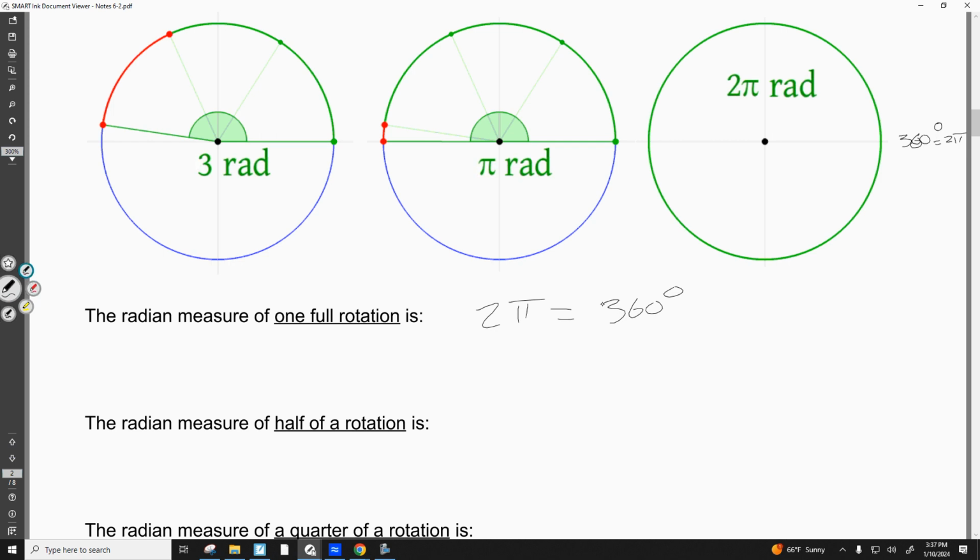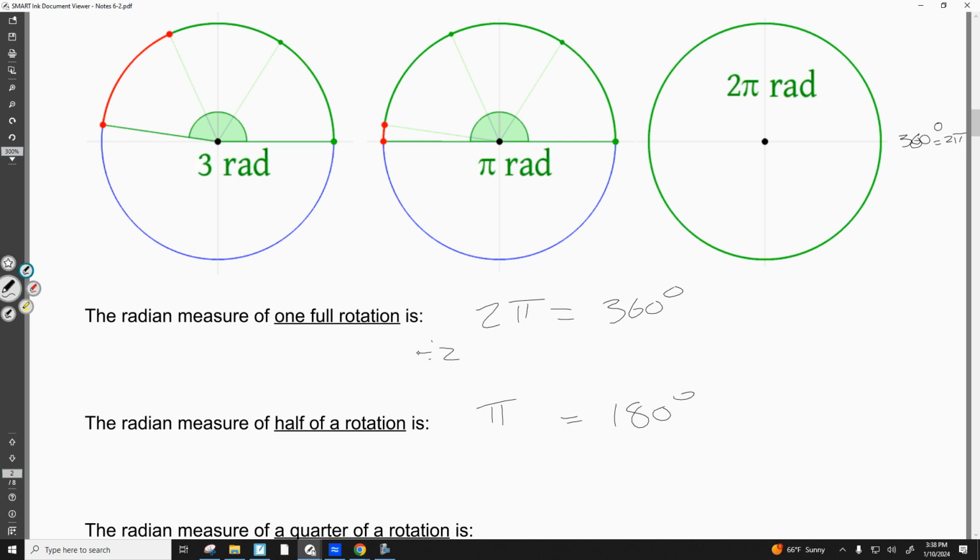What if I go halfway around my circle? What is half of the circumference of a unit circle? Tell your neighbors. Pi. If 2 pi is around the whole circle, 1 pi, 2 pi divided by 2, is equal to 180 degrees.